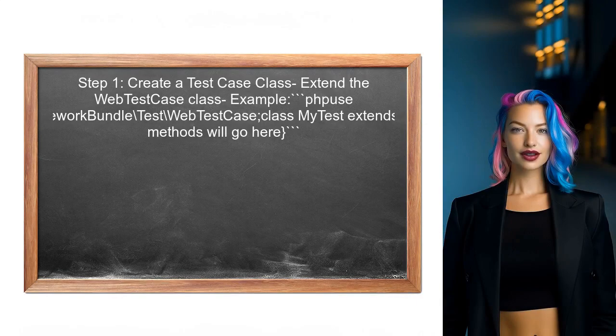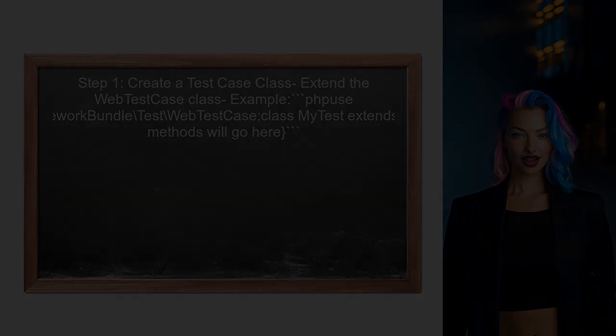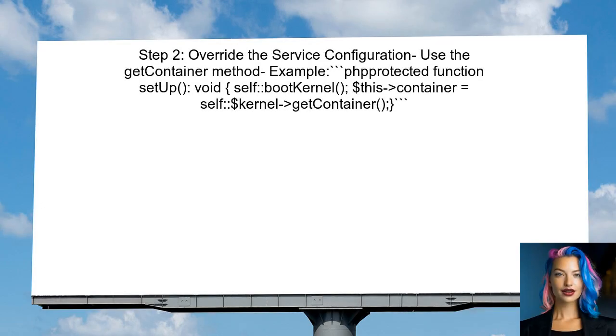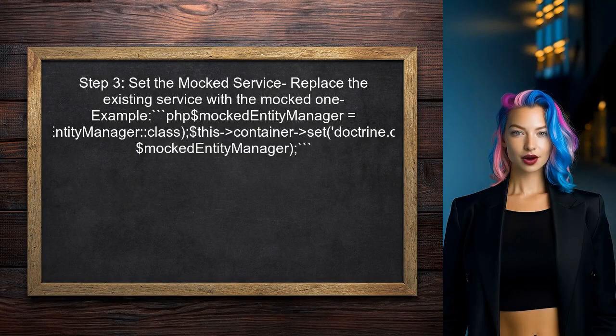To overwrite an existing service in Symfony 3.3 for functional tests, the user should create a test case class that extends the web test case class. This allows for the proper setup of the test environment. Next, the user should override the container's service configuration in the test case. This is done by using the getContainer method to access the service container. Now, the user can set the mocked service in the container. This is done by using the set method on the container to replace the existing service with the mocked version.